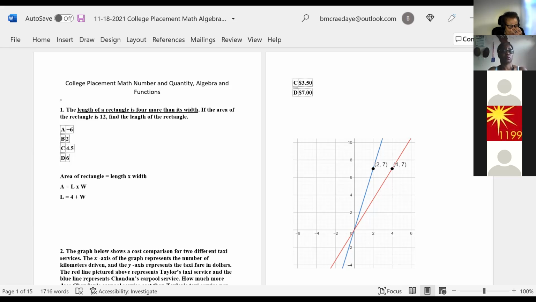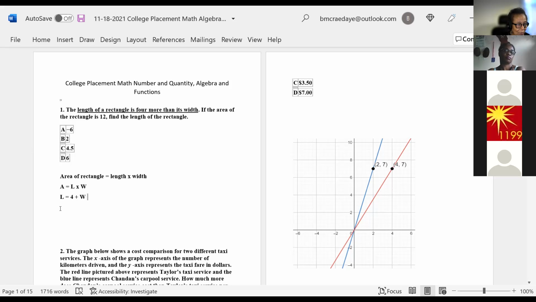4 more than the width means 4 plus W or W plus 4. You can do it either way, because 4 plus W is equal to W plus 4. So the area of the rectangle is L times W. The length is equal to 4 added to the width.